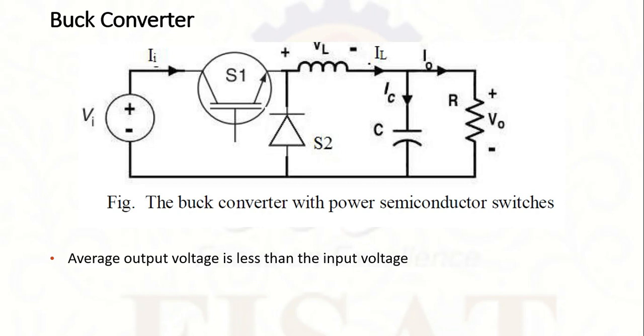So this figure shows the circuit diagram for a buck converter. It consists of two switches. S1 is a power semiconductor switch. S2 is a diode. Then we have inductor, capacitor, and then the load. So the average output voltage is always lesser than the input voltage. That is why it is called a step down converter or buck converter.